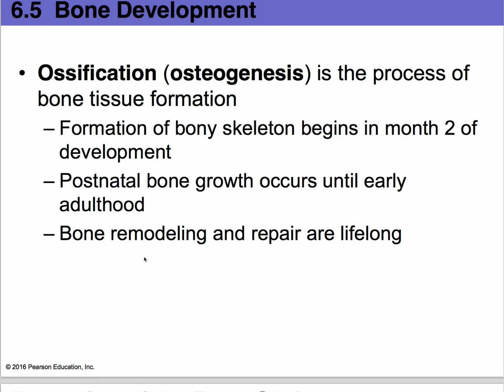Now, in the embryo, the process of ossification leads to the formation of the bony skeleton, and this starts at the 2-month mark, so right around the 2nd month of development. And remember, this is called prenatal development. Prenatal means before birth. Postnatal, post means after birth.